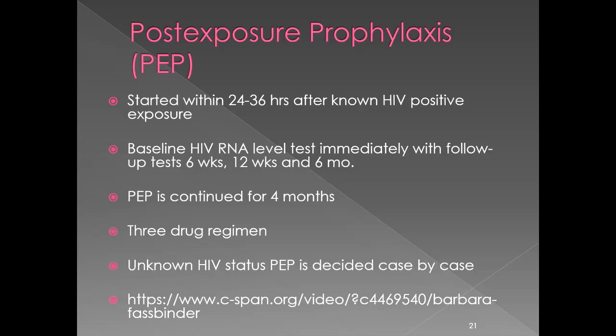I do want to show you guys a quick little video about Barbara Fassbinder. She was from Monona, Iowa, and was a nurse who worked in the ER at Prairie Memorial Hospital in Prairie du Chien. And she was actually the first known healthcare provider, it just happened to be a nurse, to contract HIV.